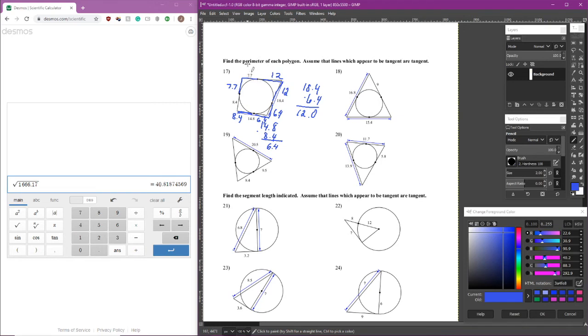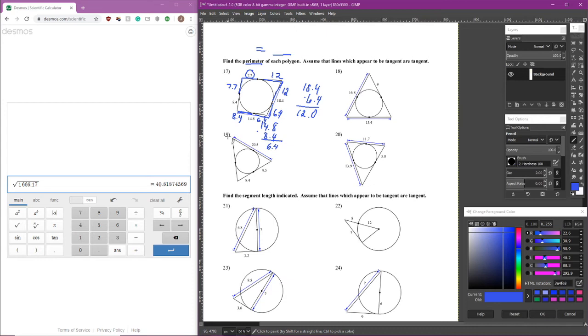Remember, perimeter means the whole way around. So 7.7 plus 7.7 plus 8.4 plus 6.4 plus 6.4 plus 12 plus 12. Add up all those blue numbers that we just wrote in, and the one that we started with, of course. So if you add up all the little pieces that you know, you will have the perimeter. So I'll leave that to you to do with your calculator. That equals, I don't know, something. Go ahead and do it.